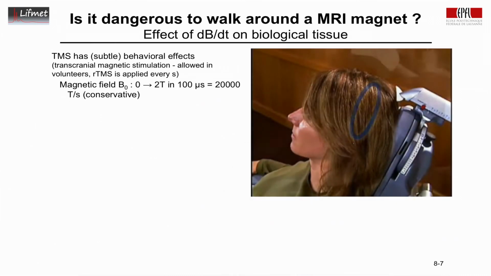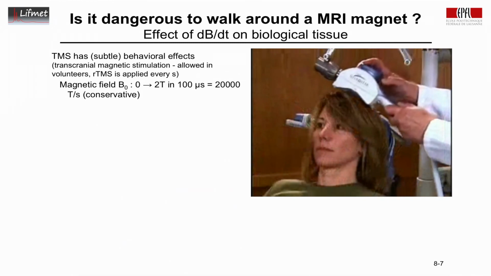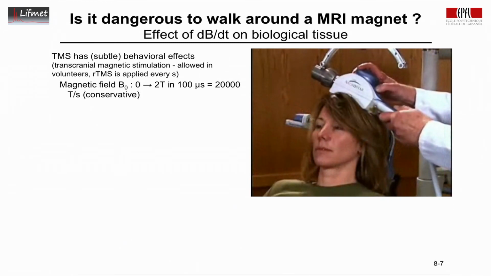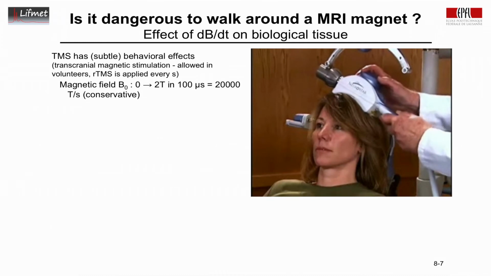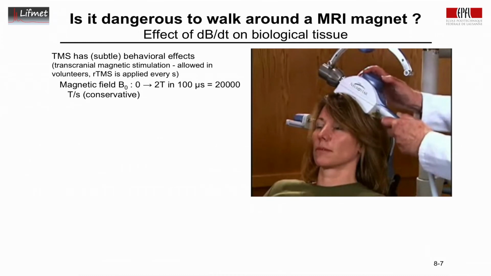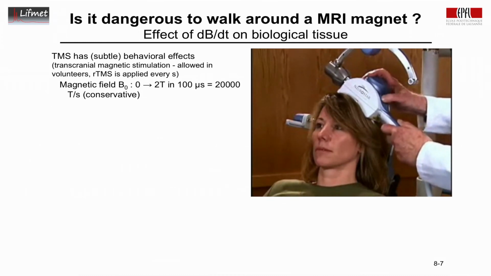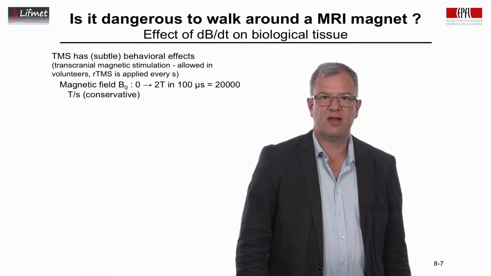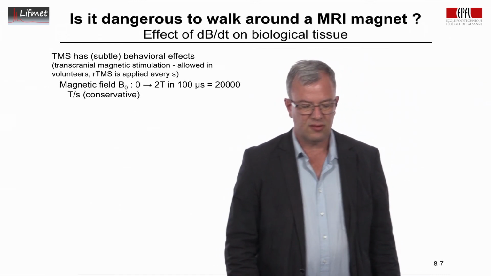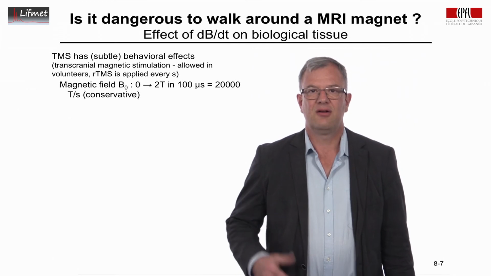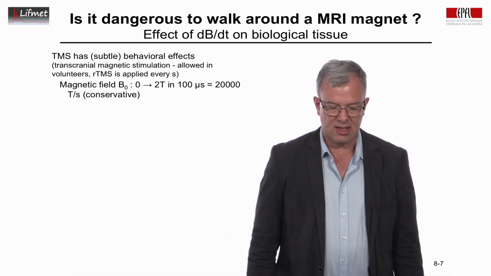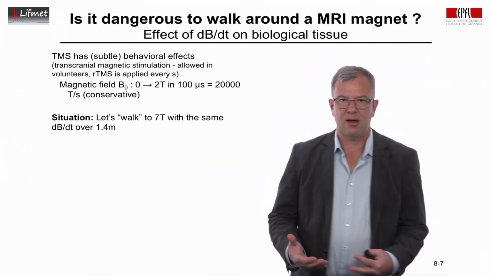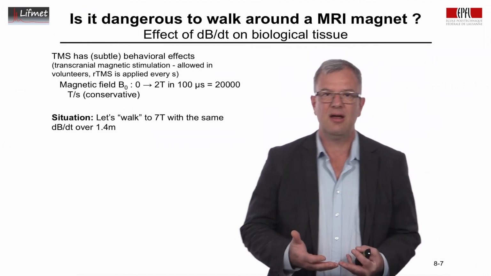Here's the coil that produces the magnetic field, and the subject here. What is being done is one produces a magnetic field, B0, with this coil that goes from 0 to 2 Tesla in roughly 100 microseconds. So if we take a conservative estimate, this amounts to a 20,000 Tesla per second change in magnetic field, dB/dt. Now, what I want to do with this calculation is just to get an idea.